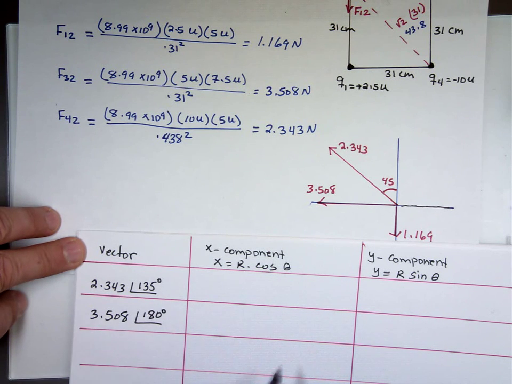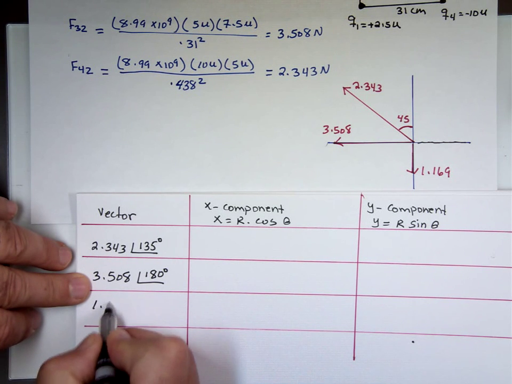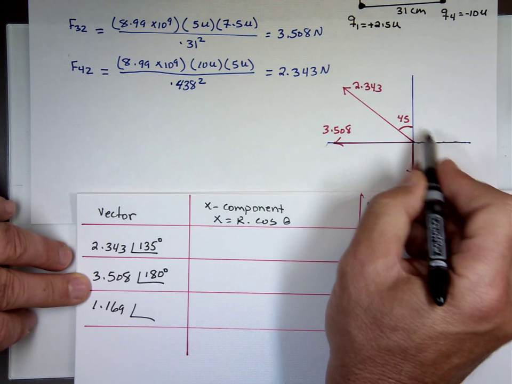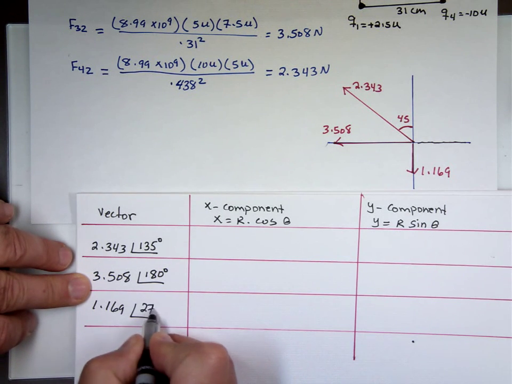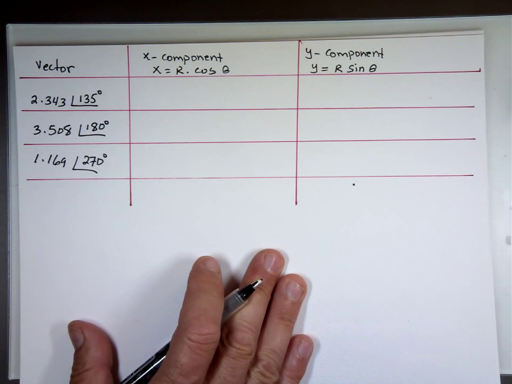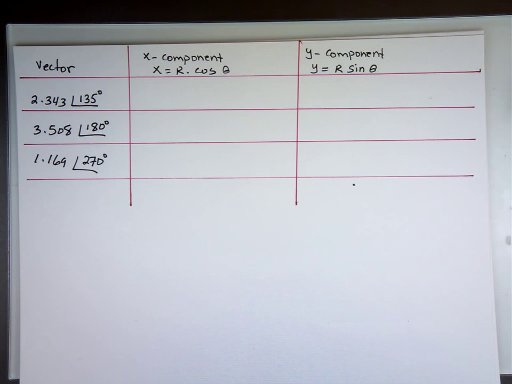And the third vector is 1.169. The angle with respect to this, you can write negative 90 degrees or plus 270. Your answer will not change. And let's find the x and y component for each one of them.